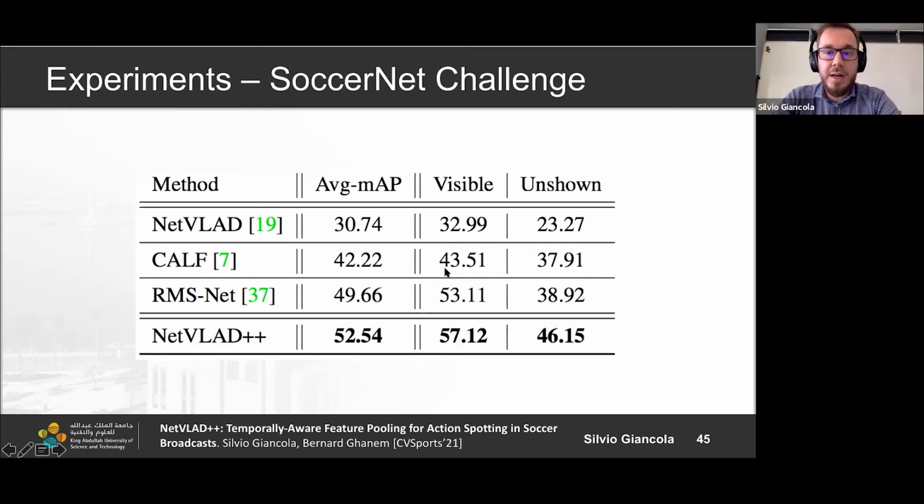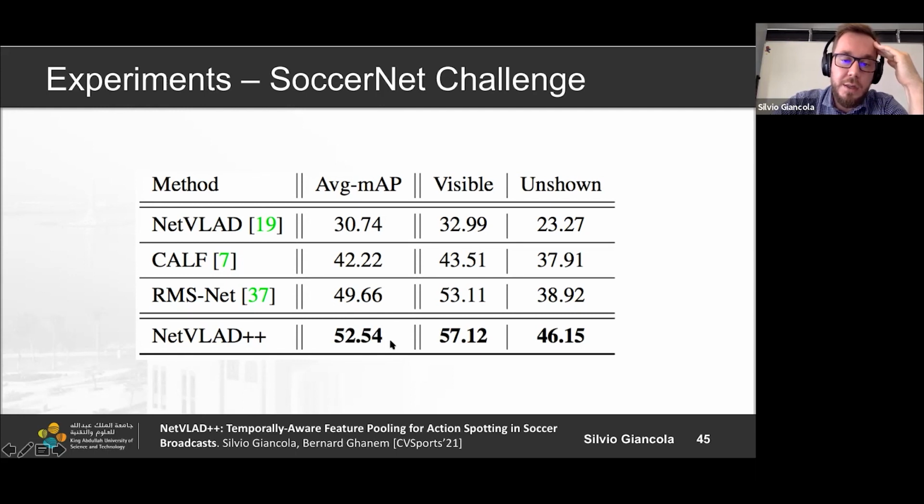And this is at the time of the submission, the performances on the challenge. So here on the challenge, these are the performances that are reported on EvalAI that are publicly available. This is NetVLAD. CALF was reaching 42.2. RMS actually, at the time of the submission, was reaching 49.66 when I submitted that paper. And NetVLAD++ was reaching 52.54.